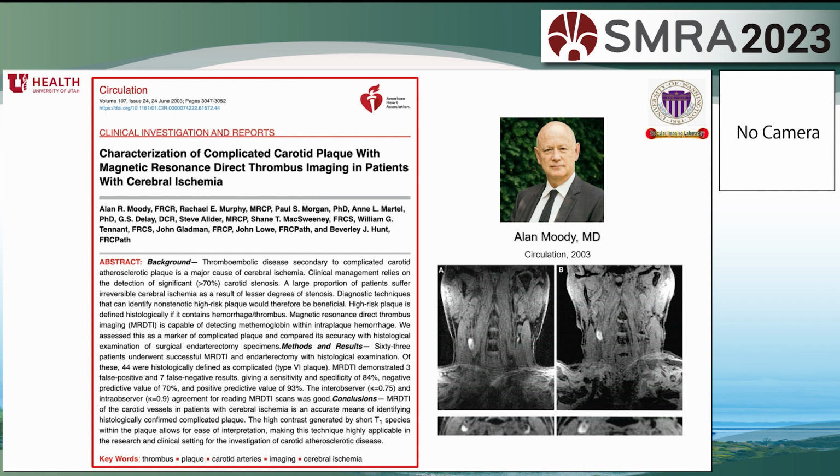Essentially, we sort of moved into the same direction. And in this paper, his group basically argues, if you see this so-called high signals on T1 weighted imaging, this probably is a high-risk plaque. And there is evidence it's strongly associated with TIAs and stroke.